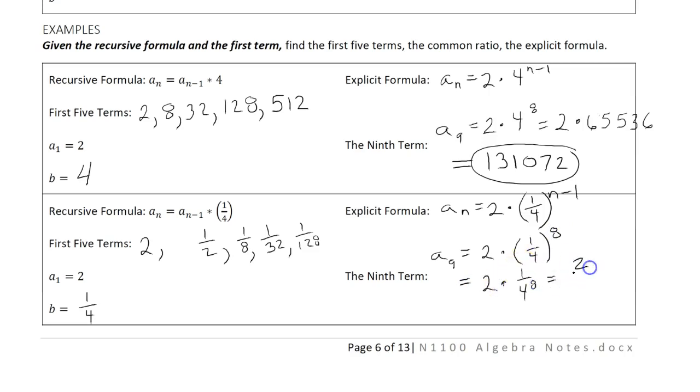Multiply the numerator by 2 and we get 2 over 65,536. This can be simplified by dividing the numerator and the denominator by 2. Thus the final answer is 1 over 32,768.